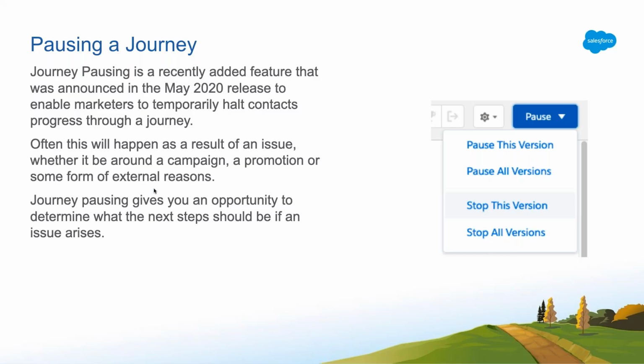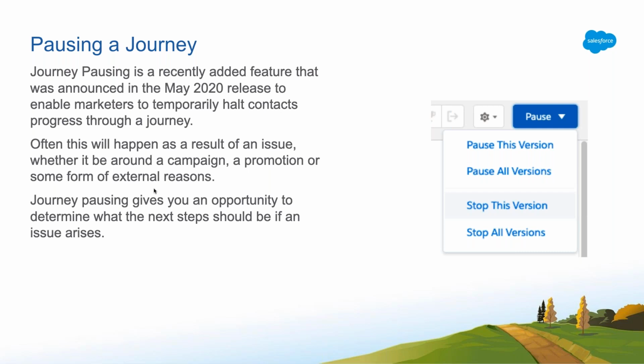After a very long time, it was announced in the May 2020 release to give marketers the option to temporarily stop contacts progressing through a journey. Previously, you would be required to stop a journey and then work out how to get the people who were impacted into a journey again.